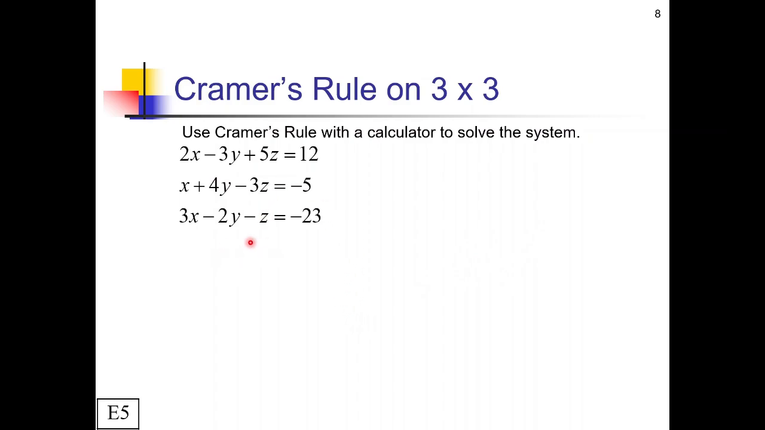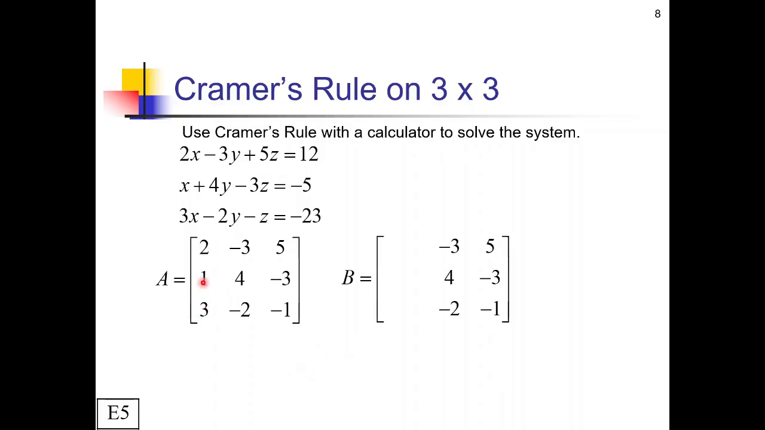So let's start with our coefficient matrix, which we'll call A. So that's going to have 2, negative 3, 5, 1, 4, negative 3, and 3, negative 2, negative 1. So all of that. Next up for B, that'll be our X matrix. We're just going to replace the X column in the A matrix with these constants here. So 12, negative 5, and negative 23 just getting inserted in there.